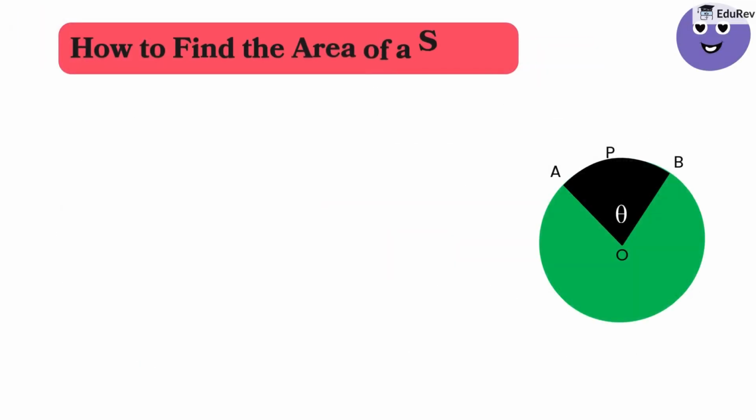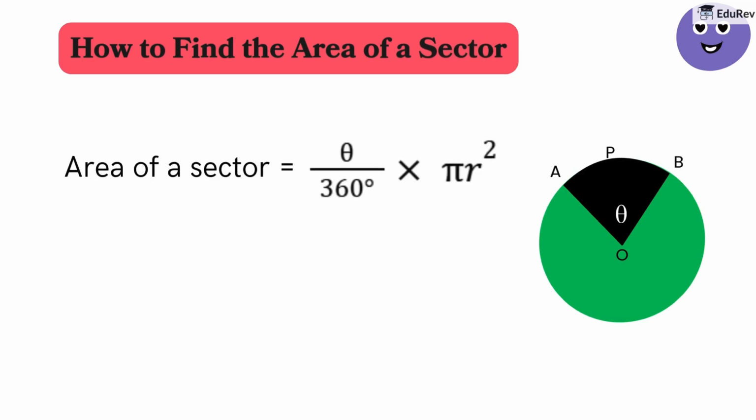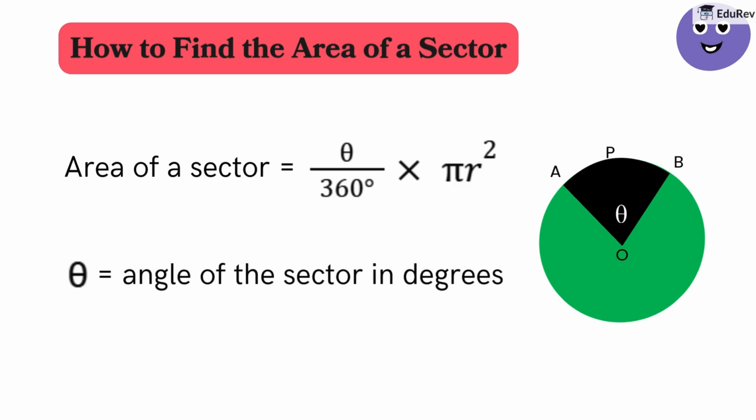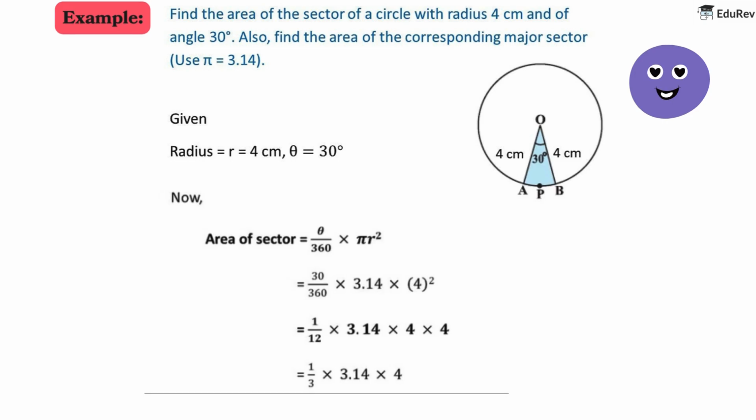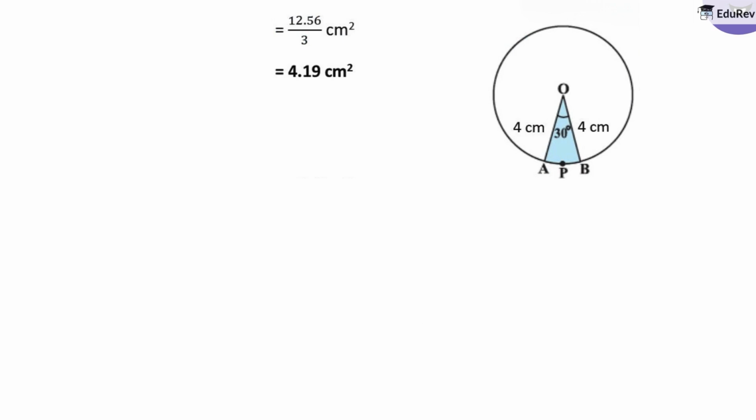To find the area of a sector, we can use the formula: Area is equal to theta by 360 degrees times pi r squared, where theta is the angle of the sector in degrees and r is the radius of the circle. If you have a sector with a radius of 4 centimeters and an angle of 30 degrees, the area would be theta by 360 times pi times r squared. By inserting the value of pi and making the calculations, we get 4.19 square centimeters.